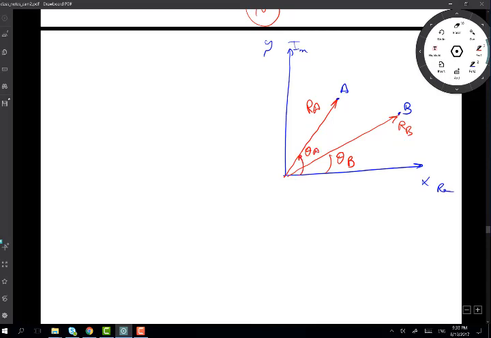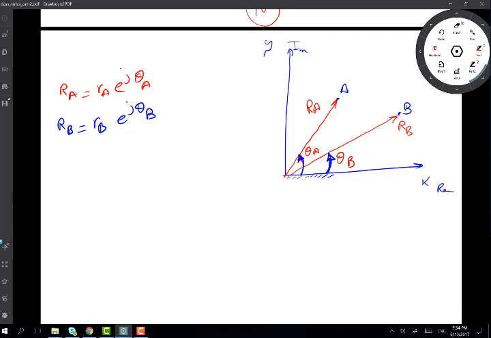Then I have RA as a vector, which is RA, angle theta A. Don't forget the way and the direction in which I measure my angle, right? It's very important to pay attention to this. From positive X to the vector, right hand rule or counterclockwise, and RB is RB at the angle theta B, right?